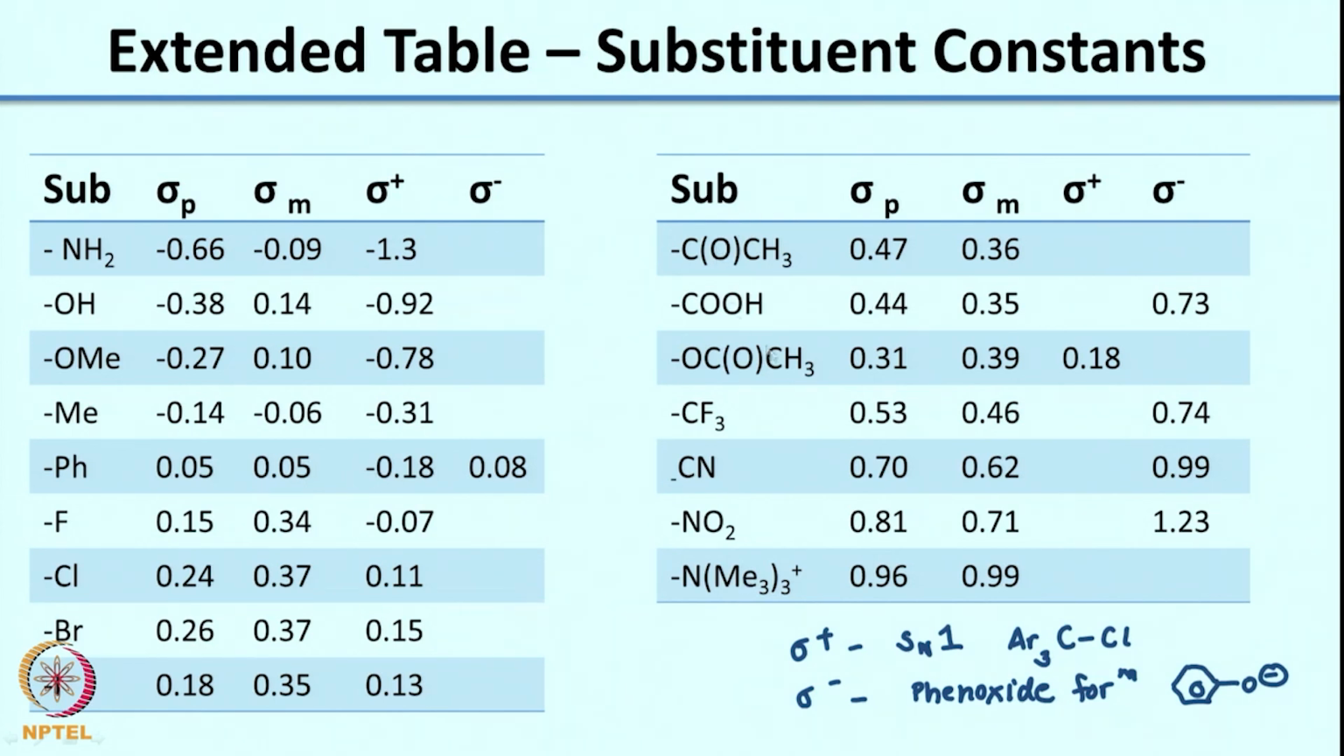But if you look at the other withdrawing substituents such as carboxylic acid, what you see is the magnitude has gone up. So now you have 0.73 as compared to 0.44 for carboxylic acid. Similarly, if you see CF3, you see a great increase in magnitude, or CN for that matter, where you have the largest increase in magnitude where it goes to 0.99. Similarly, for NO2 it goes to 1.23.